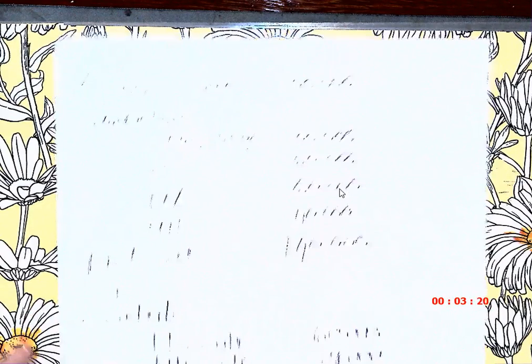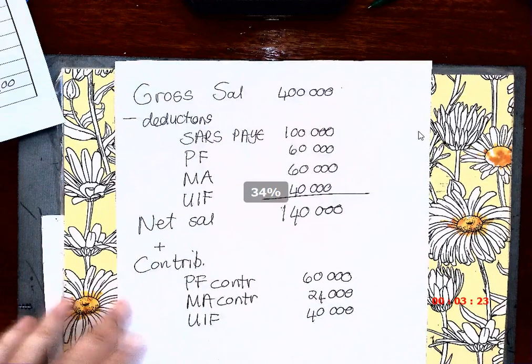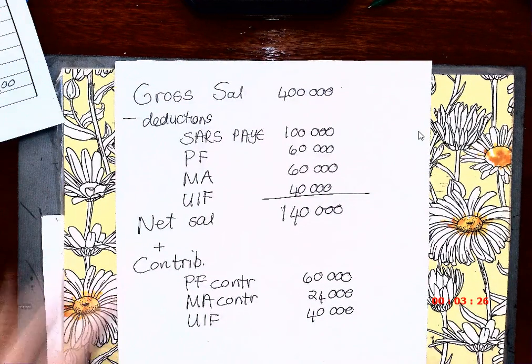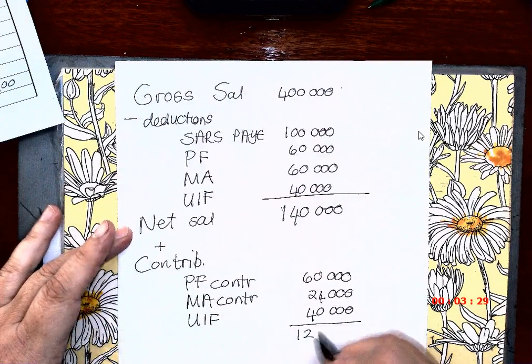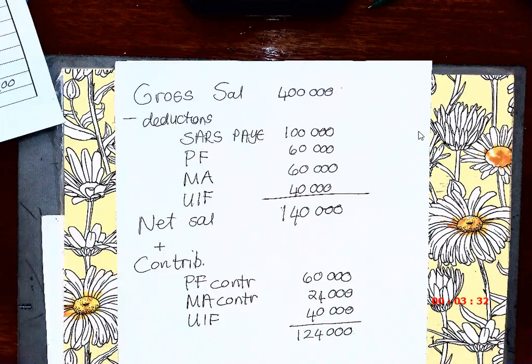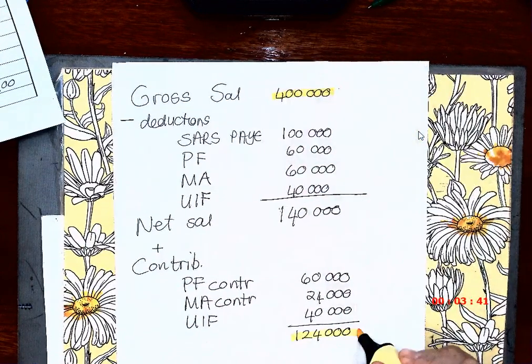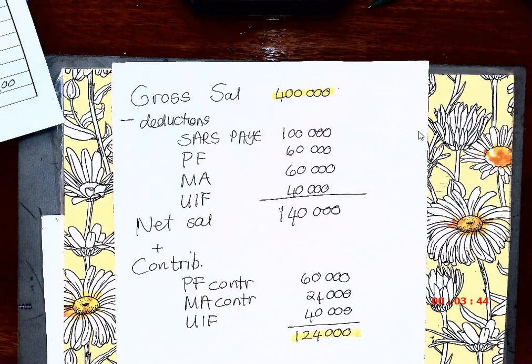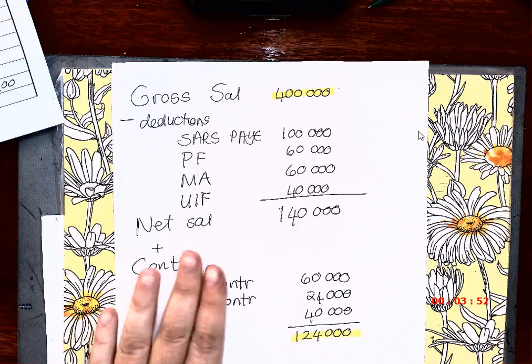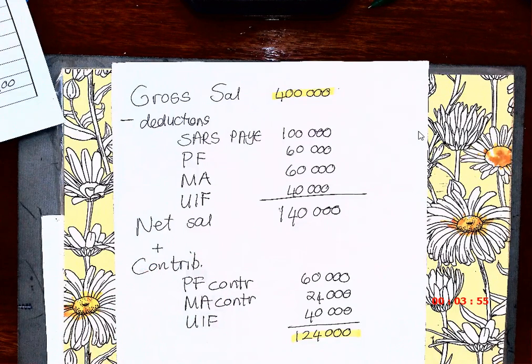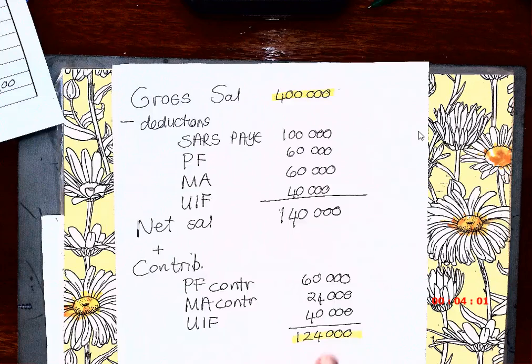So there are my contributions. In the end, the contributions are 124. How much does it cost the business to employ me? It will cost the business the gross and the contribution. So in the end, it will cost the business 524,000 a year to employ this person. So this is the business expense. Can you see what I highlighted? The gross and the total contributions.